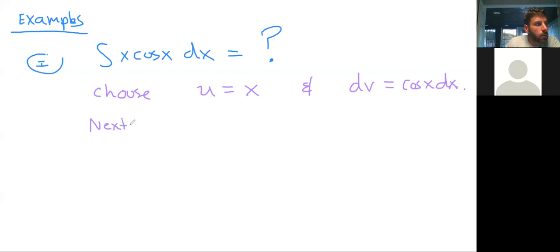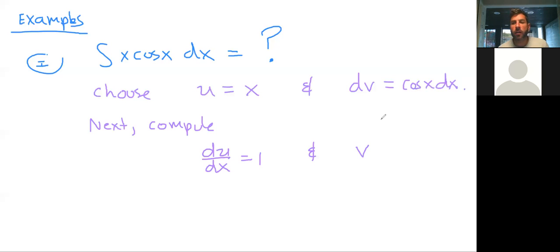And then next, I'm going to compute: what's du dx? Well, we get right away that du dx is equal to 1. And what is v? How do I recover v? If I know the derivative of something, I'm looking for a function whose derivative is cosine. That tells us right away that v has to be the sine. So again, the first thing I do is choose a u and choose a dv. And then I say to myself, if this is my u, what's my derivative, my du dx? Of course, we often just write this as du equals dx. We use our differential notation.